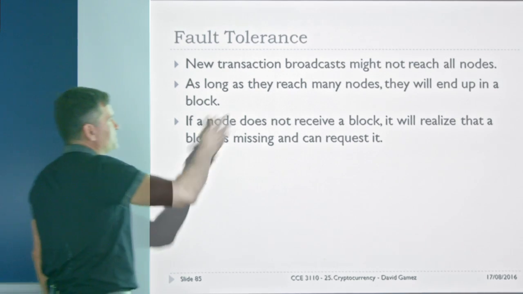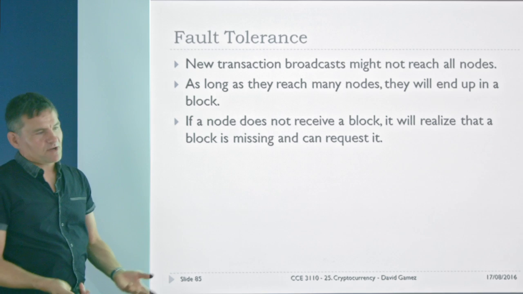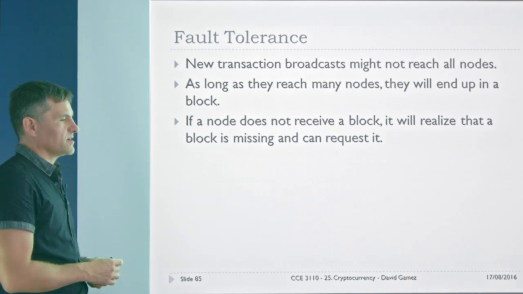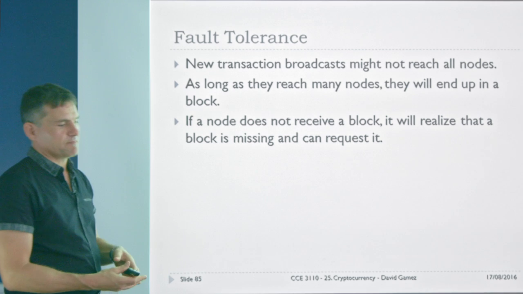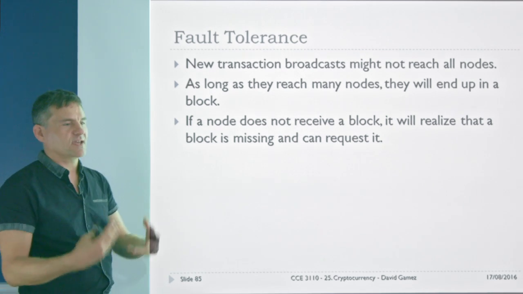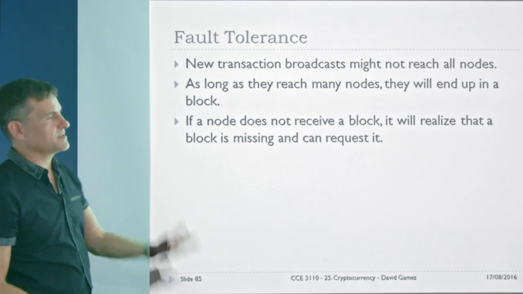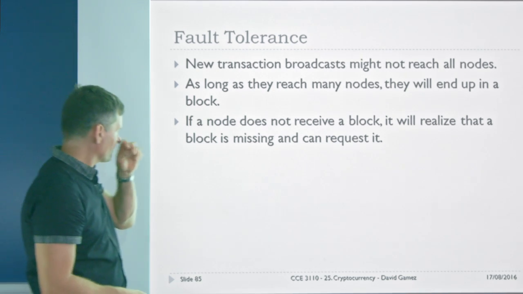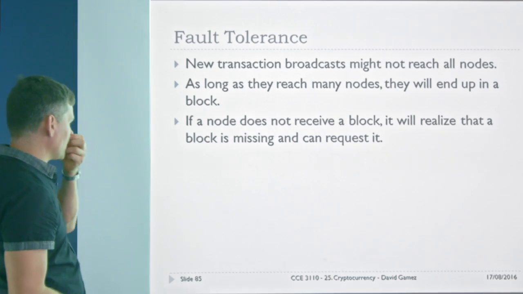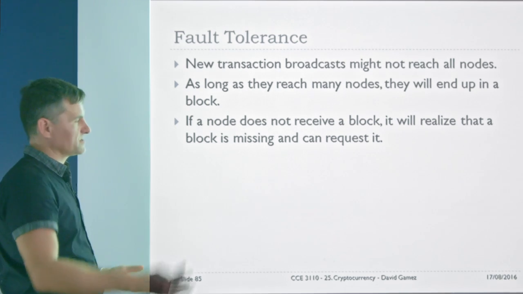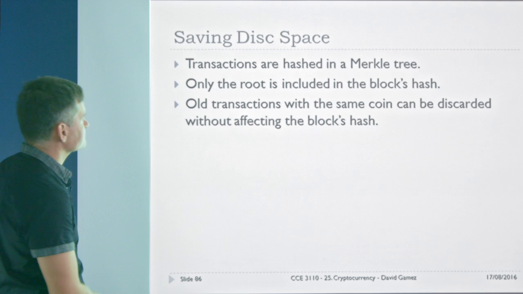And this is because new transactions might not reach all nodes in the network. As long as they reach lots of nodes, they'll end up in a block, because each block is gathering together a bunch of the transactions they receive, putting them together and extending the chain. So as long as they get to some of the nodes that are actively working on extending the chain, they'll eventually get incorporated. And if a node doesn't receive a block for some reason, they can see it's missing because they can see later versions of the chain, and they can just request it.